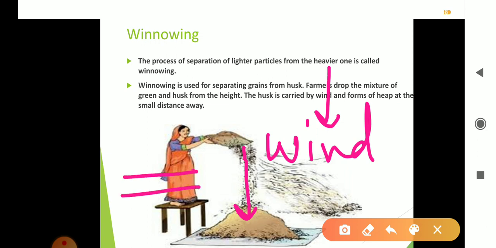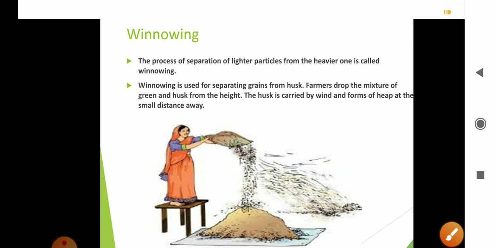Suppose the wind is coming from here, the air is blowing from here, then the husk particles are carried away with the help of the wind, and both get collected at different places, right? This method is called winnowing.